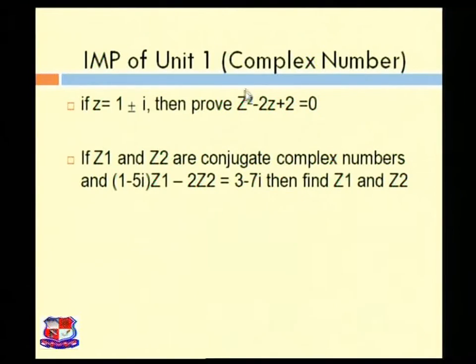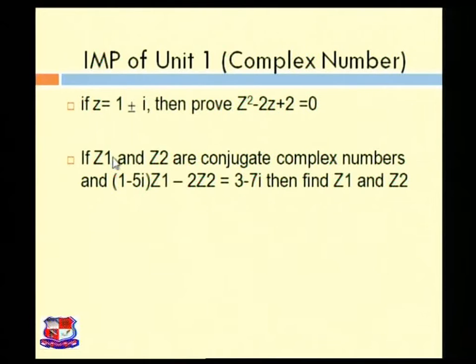Our next question that is, if z1 and z2 are conjugate complex numbers and (1 minus 5i) z1 minus 2z2 is equal to 3 minus 7i, then find z1 and z2. z1 and z2 are conjugates of the complex number.